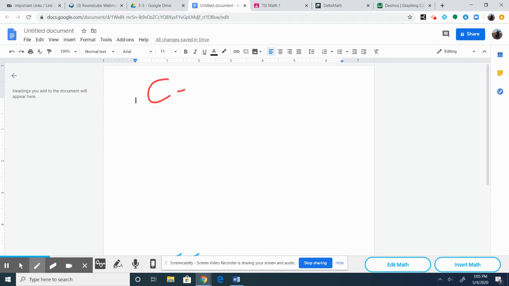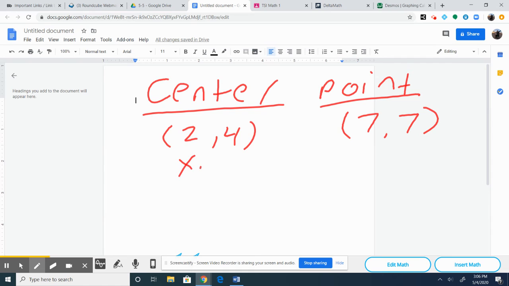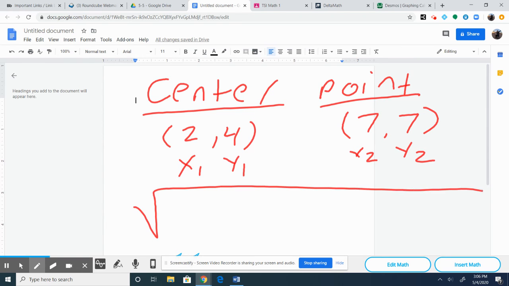Our center will be at 2 and 4, and a point on our circle will be 7 and 7. To find the radius, we're going to use the distance formula. So let's label our points. Now we have 2 minus 7 squared plus 4 minus 7 squared.